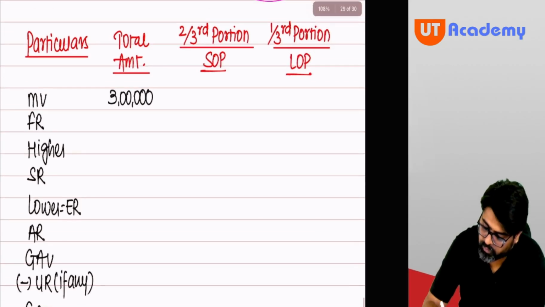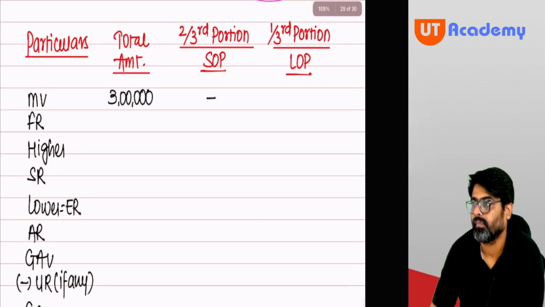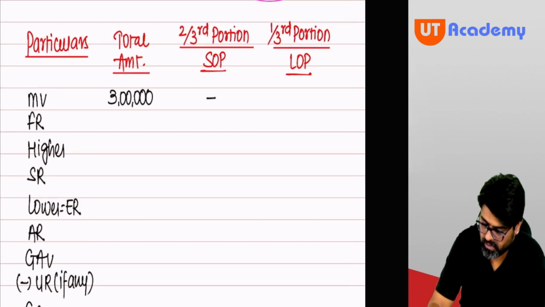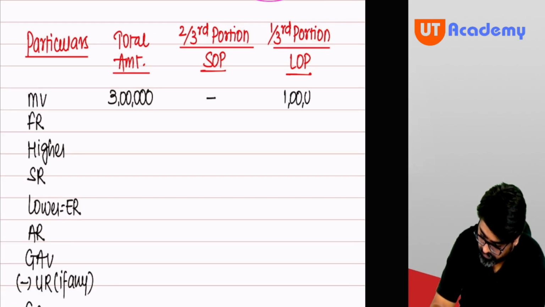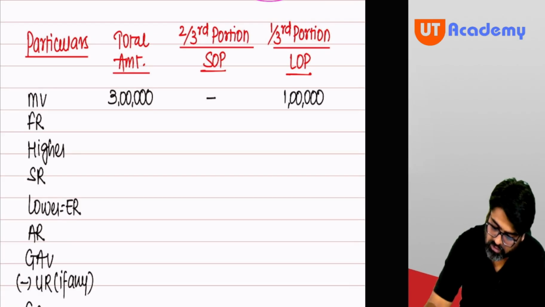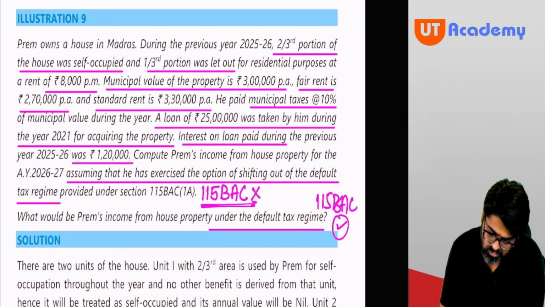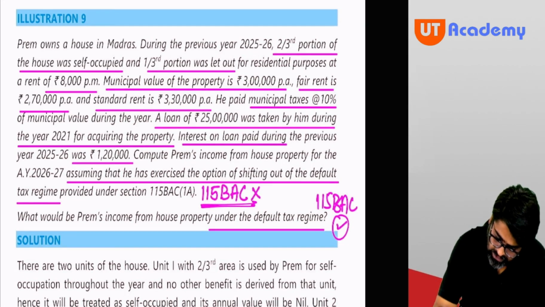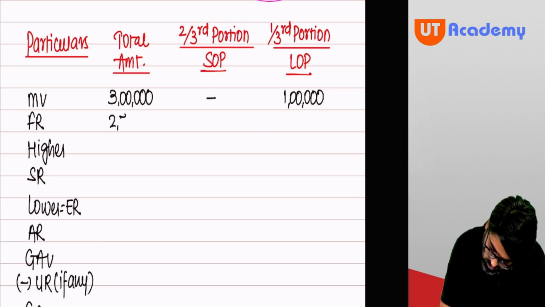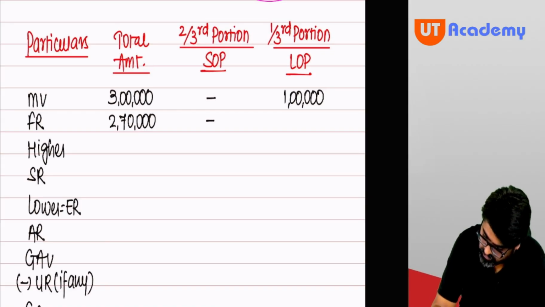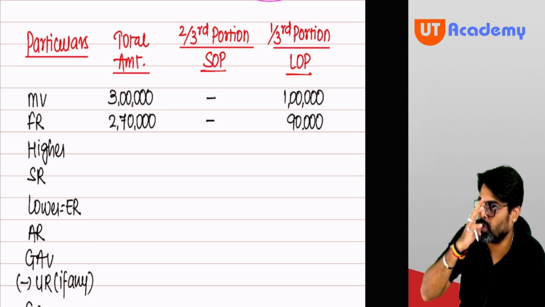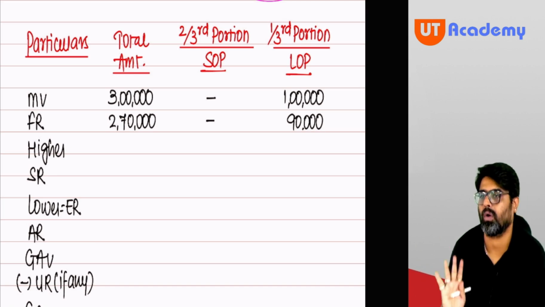Out of this, two-third is for SOP. That will be ignored. So one-third will be for LOP. 1 lakh you are going to write down here. Understanding what is happening? What is the fair rent? Fair rent was 2 lakh 70 and standard rent is 3 lakh 30, no? So this is 2 lakh 70. 2/3 will be ignored. And what is the balance? 90,000.